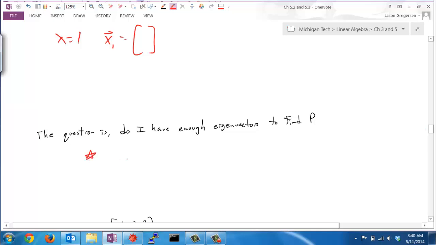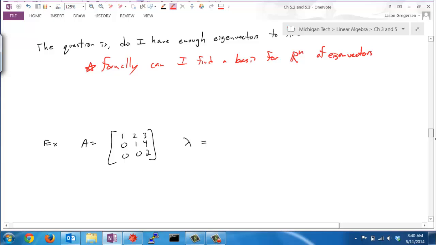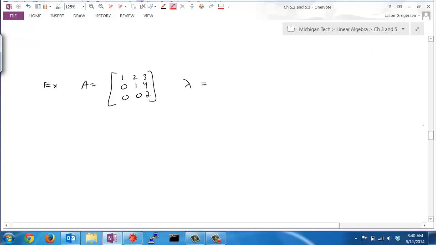Or another way we can think about this, maybe more formally, can I find a basis for R^n of eigenvectors? So let's look at an example. What are my eigenvalues here?